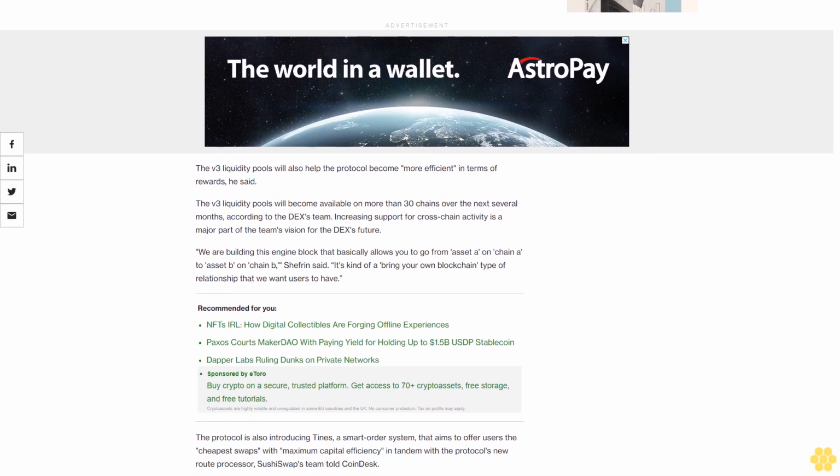The protocol is also introducing Tines, a smart order system that aims to offer users the cheapest swaps with maximum capital efficiency in tandem with the protocol's new route processor, SushiSwap's team told CoinDesk.